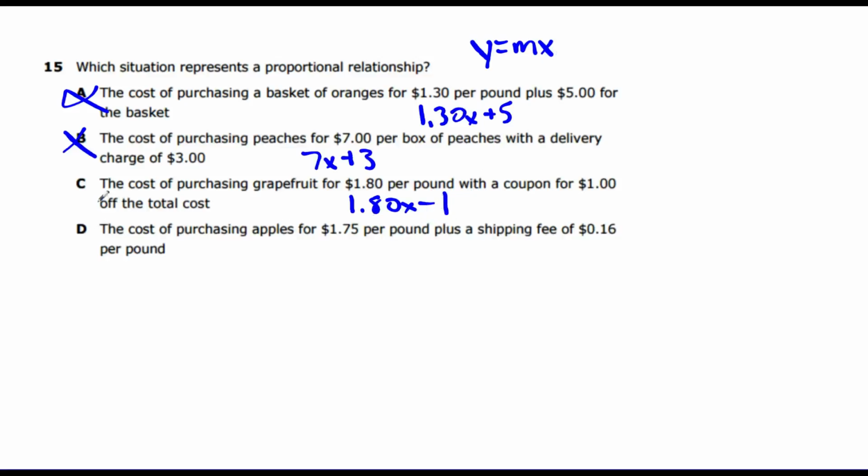We're adding a negative, still adding, so this doesn't work. So we're running out of options here. So letter D, this one tricked me. I had to read it twice. Because I saw plus and I was like, well, I can't be right. It says plus. But let's see what it says.